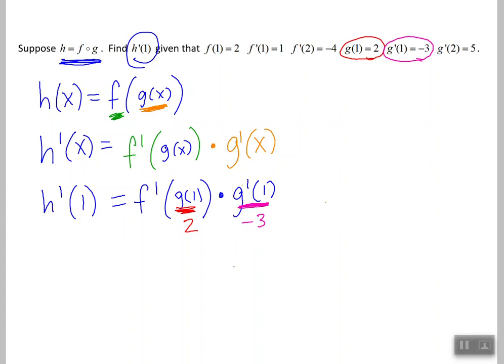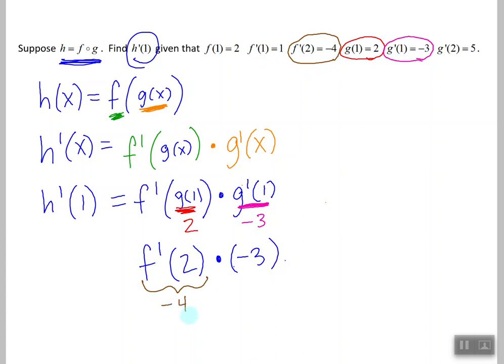Let's write what we have so far. f prime of 2 times negative 3. f prime of 2, I don't have that value yet. So I go to what I was given. Here's f prime of 2, negative 4. This right here, negative 4. So now I can simplify my work. Negative 4 times negative 3 is an acceptable answer, but of course it's cleaner as 12.